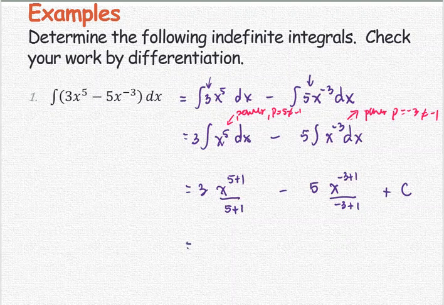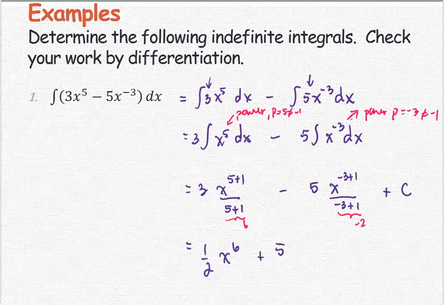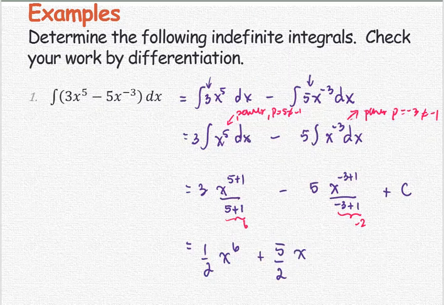Now simplify the numbers. The denominator of the first term is 6. The denominator of the second term is negative 2. And then we will get the first term as 1/2 multiplied by x to the power 6. And the second term becomes 5/2 multiplied by x to the negative second, plus c, as the antiderivative of the given indefinite integral.